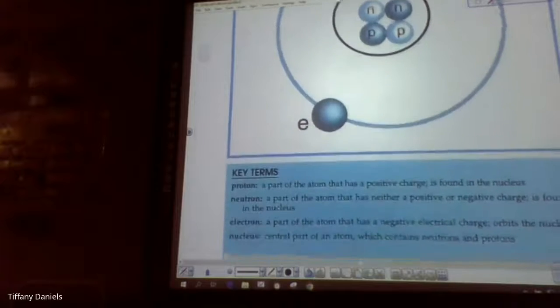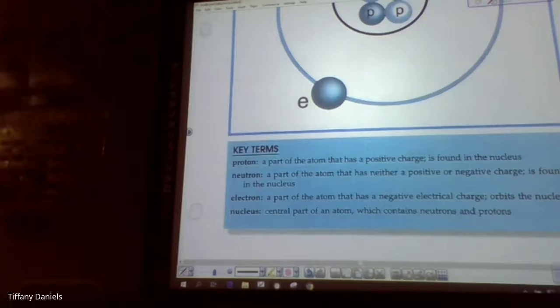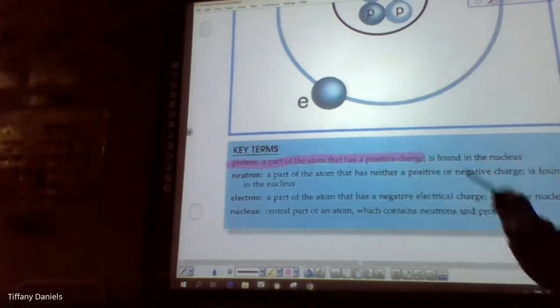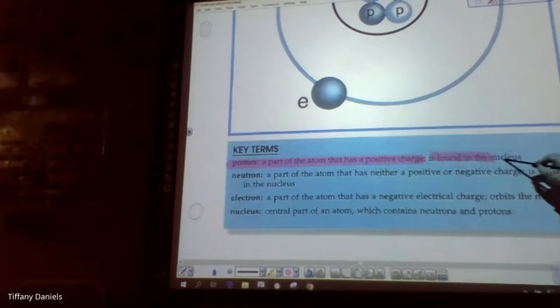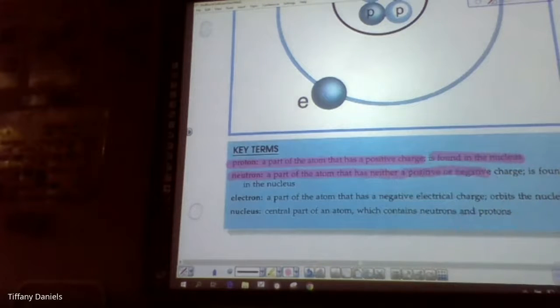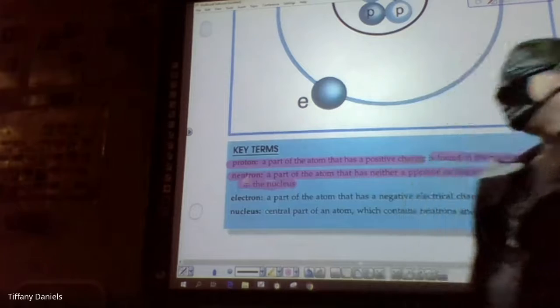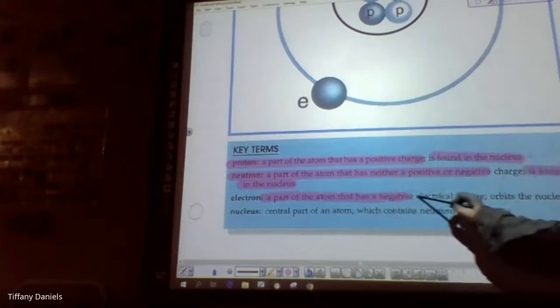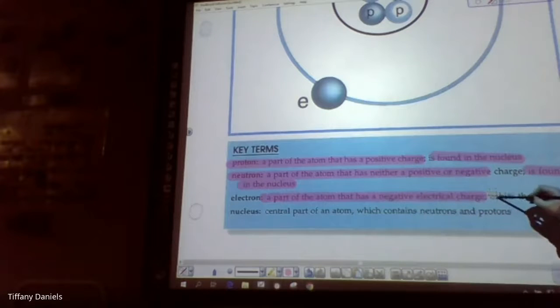So at the bottom, we have some key terms. We have proton, which is a part of the atom that has a positive charge. It's found in the nucleus. We have the neutron, which is a part of the atom that has neither positive nor negative charge. It's also found in the nucleus. We have the electron, which is a part of the atom that gives a negative electrical charge, and it orbits the nucleus. It's never in the nucleus. It's always around the nucleus.